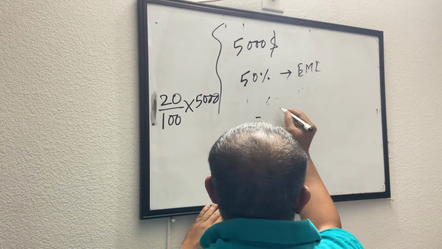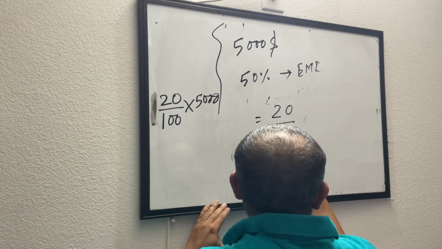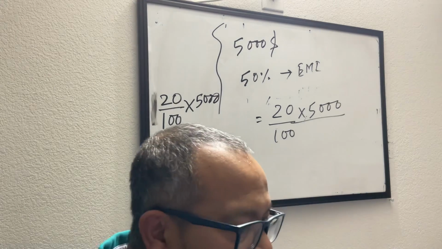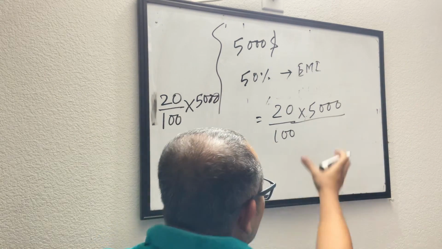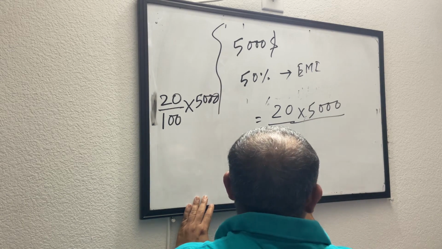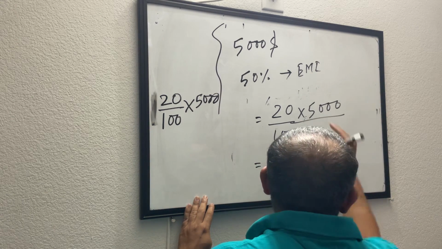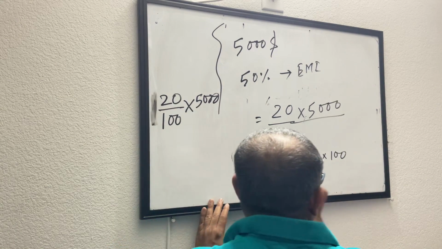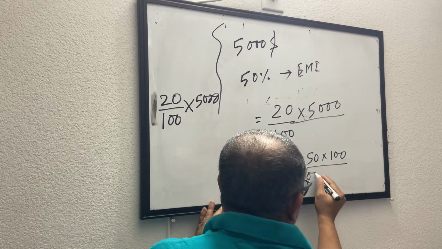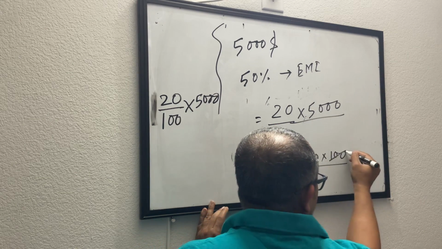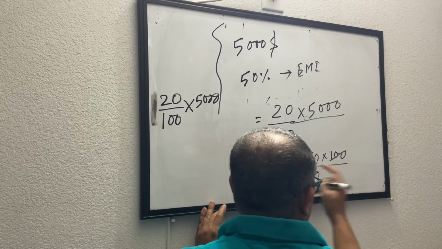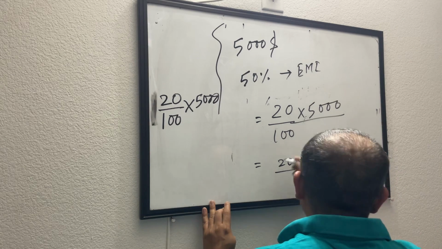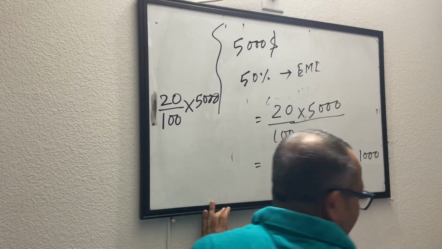So 20% of 5,000. Now it's time to play. We are not doing math yet. Can I write 5,000 as nothing but 50 hundreds, right? So 50 into 100. Always look at simplifying your calculation, okay? And then you have 100 here. This 100 and this 100 you can do tic-tac-toe. What are you left with? 20 into 50. 20 into 50 is 50 into 10 is 500, into 2 will be 1,000. Whichever way you want to do it.